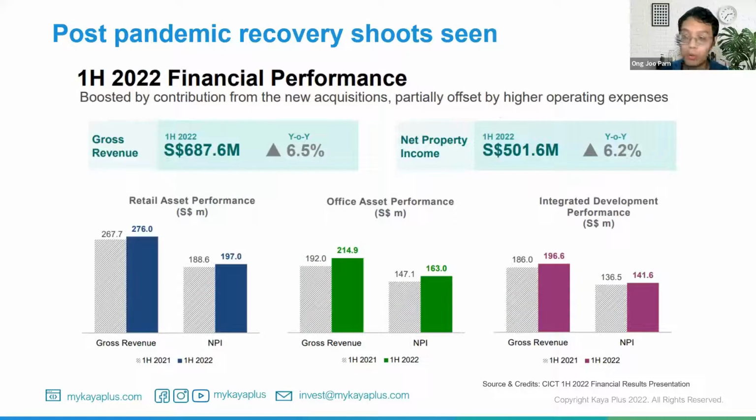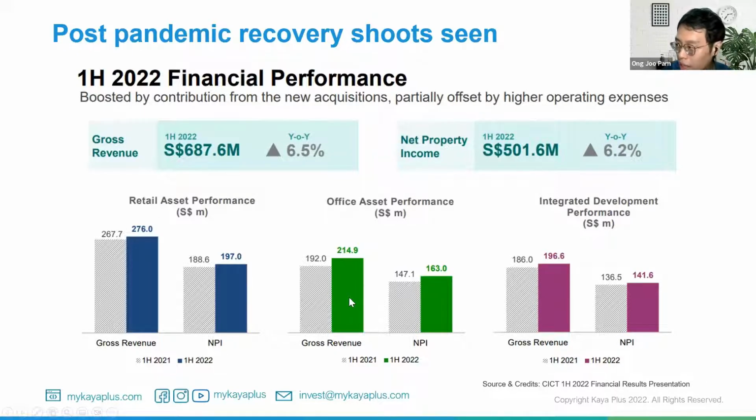And if you look purely based on the first half 2022 results or performances of CICT REIT, you can see that everything has been showing nothing but recovery, right? Top line, year-on-year revenue growth, 6.5% increase. Net property income, year-on-year growth, 6.2%, right?